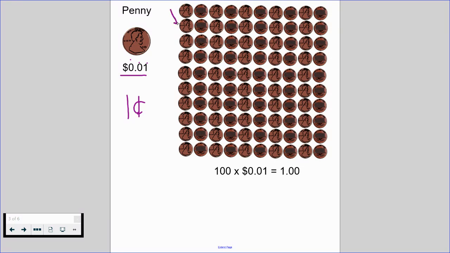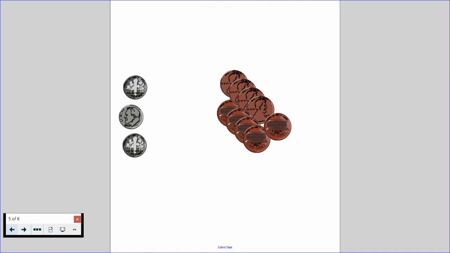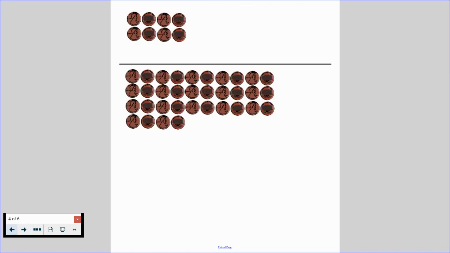Over here, you are seeing, yes, that really is 100 pennies. 100 times 1 cent gives you $1, or 100 cents. So let's look at a couple penny situations. In this situation, we have 8 pennies. That's 8 out of the full 100. In this situation, we have 10, 20, 30, 31, 32, 33, 34. 34 out of the 100 pennies that it takes to make up a dollar.